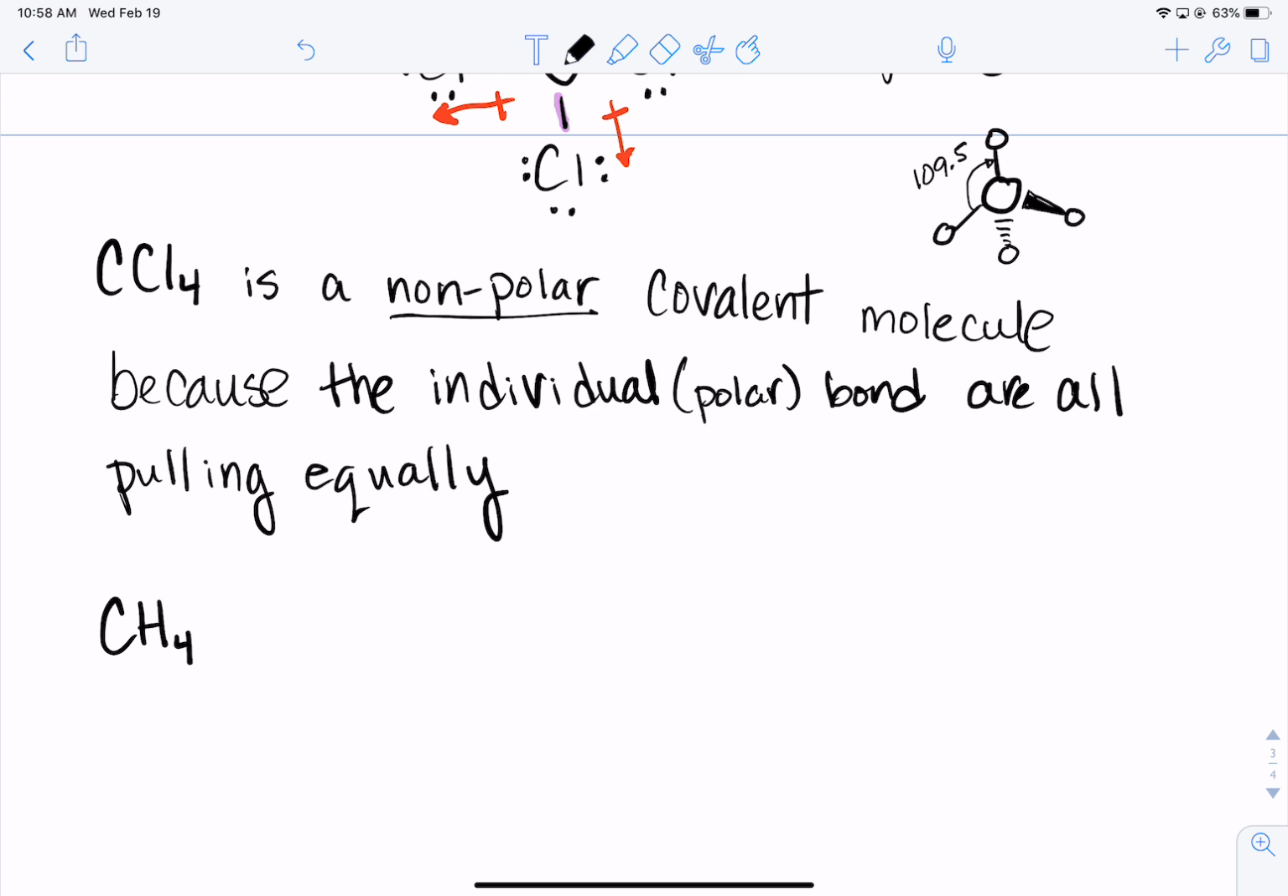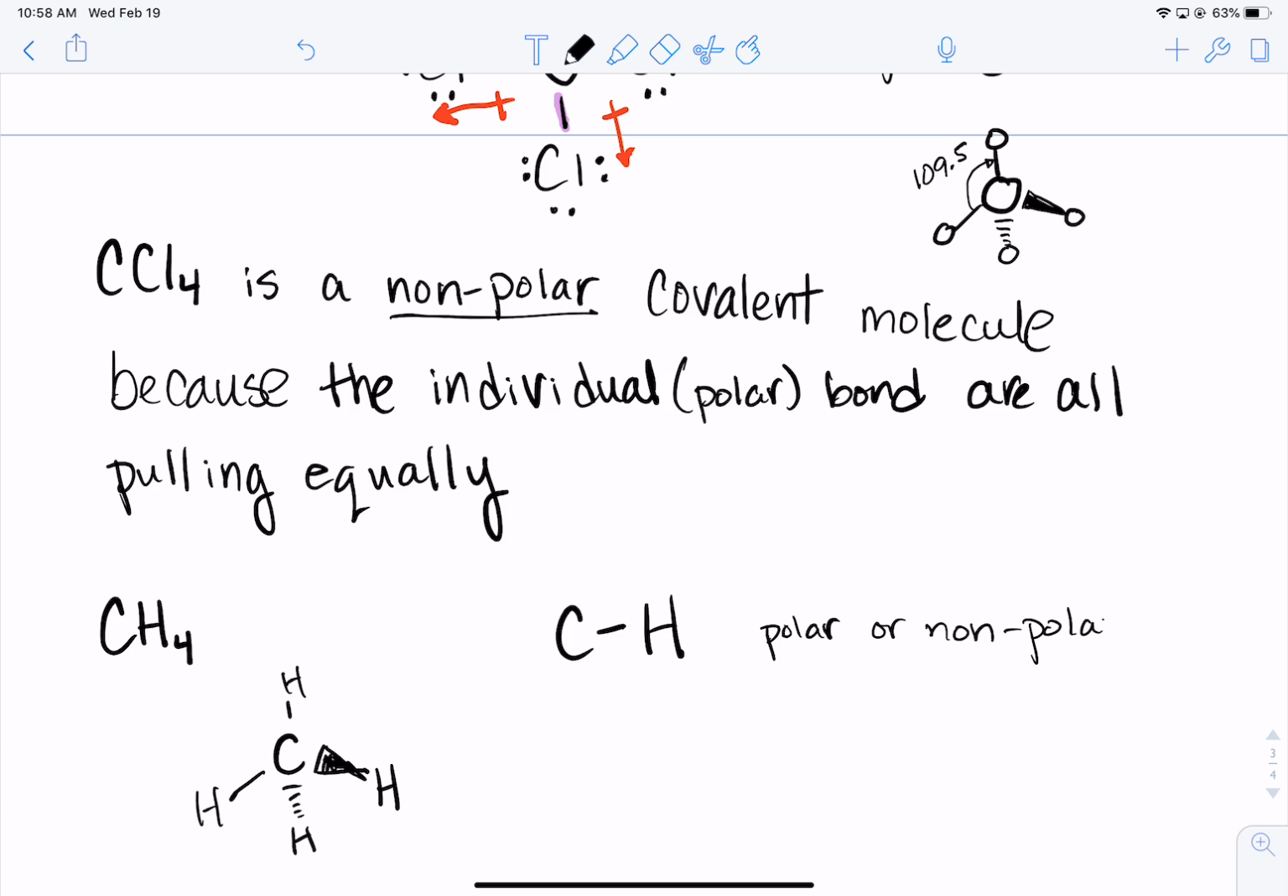So is this tetrahedral? Yeah. It's got a carbon, a hydrogen, a hydrogen, a hydrogen behind, and a hydrogen coming out into the universe. One thing that we have to figure out first, though, is the individual CH bond polar or nonpolar?